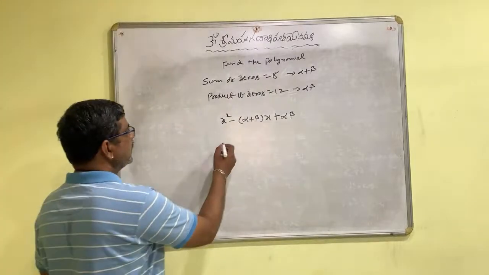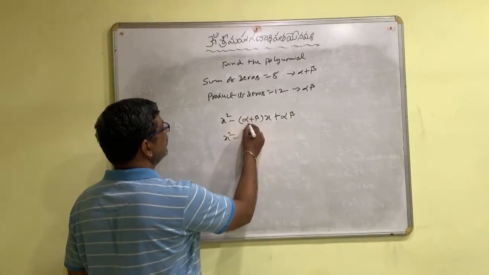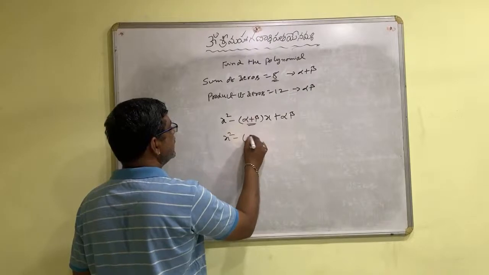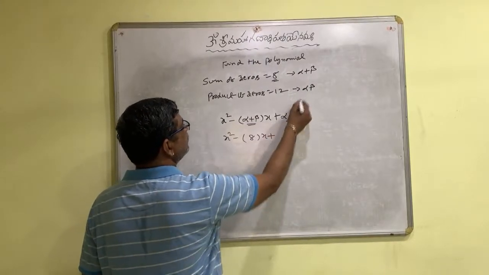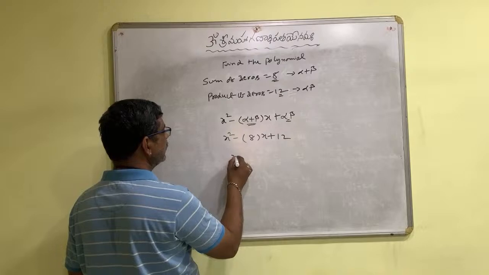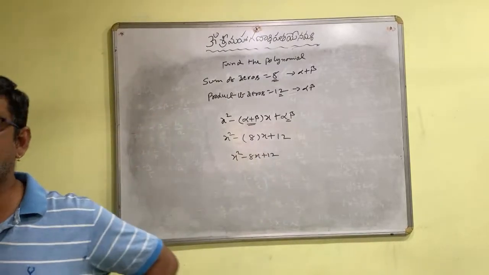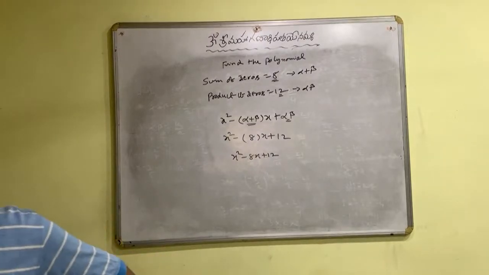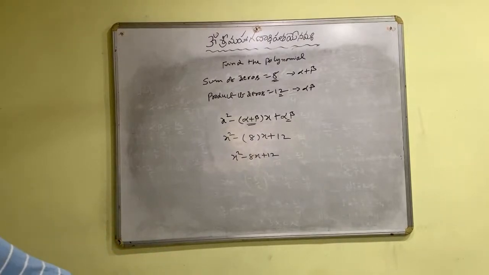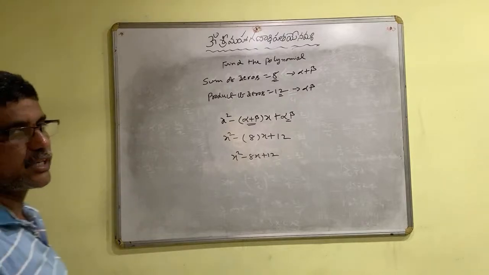Now it is easy. X square minus alpha plus beta, that is 8, into x, plus alpha beta, that is 12. So the result is x square minus 8x plus 12. That's all. Understood? Is it understood, children?